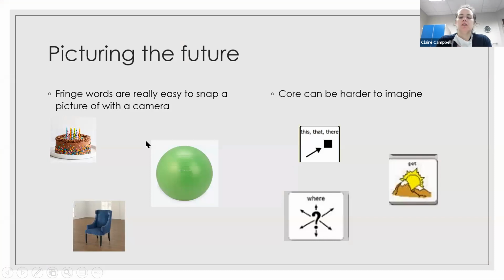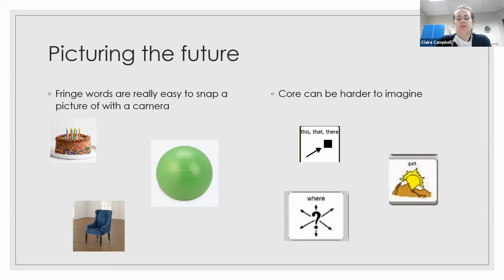There we go. Okay, so when it comes to our core words, we've talked about some of them. The pictures can be tricky. Fringe words, like we talked about at the very beginning, are super easy to walk around your classroom or your home and take photos of. Obviously that's cake, that's ball, that's chair. The core words can be harder to pick out.